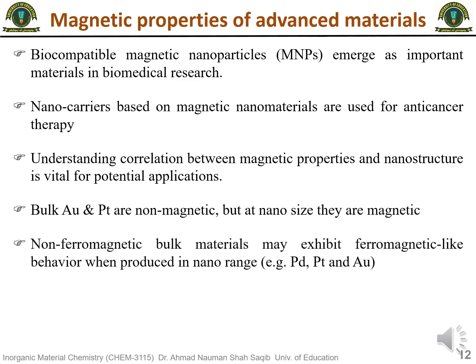One of the important things that we should remember is that non-ferromagnetic substances, including zinc and platinum and some other materials, are diamagnetic, but they may exhibit even ferromagnetic-like behavior when they are in the nano range. So this is a really important point: we can manipulate the magnetic properties of non-magnetic materials and make them magnetic only through reduction of their size.